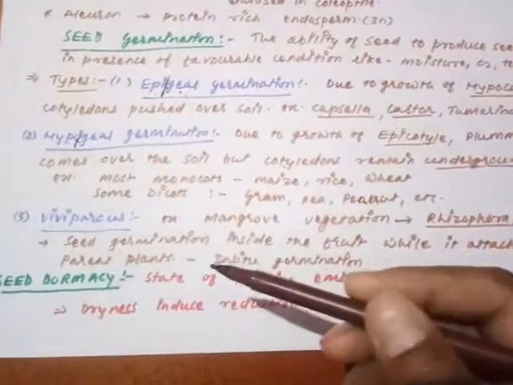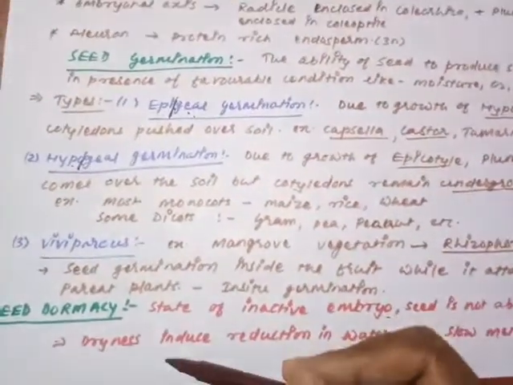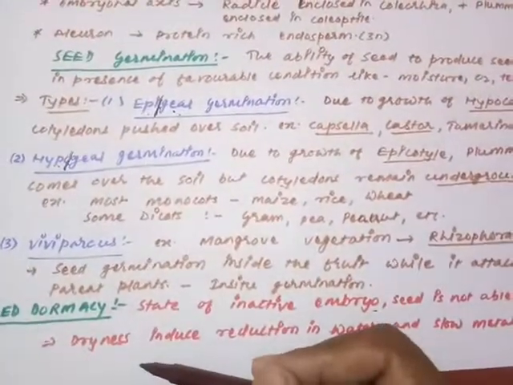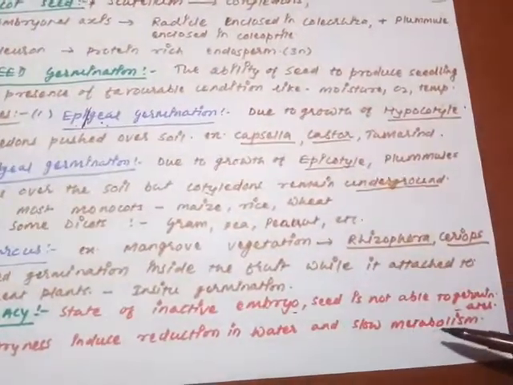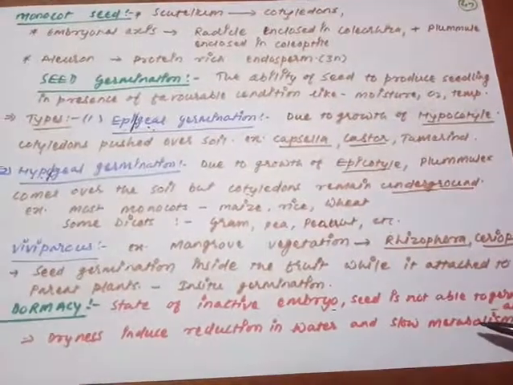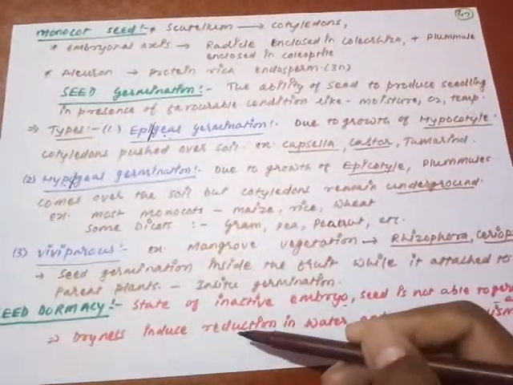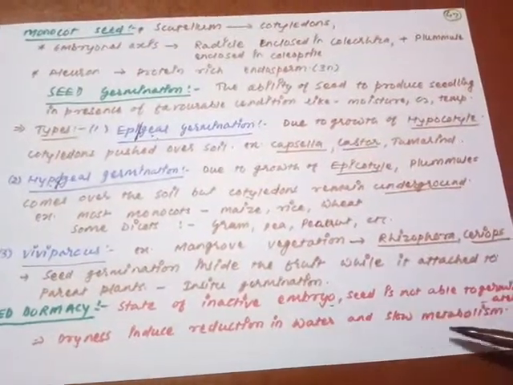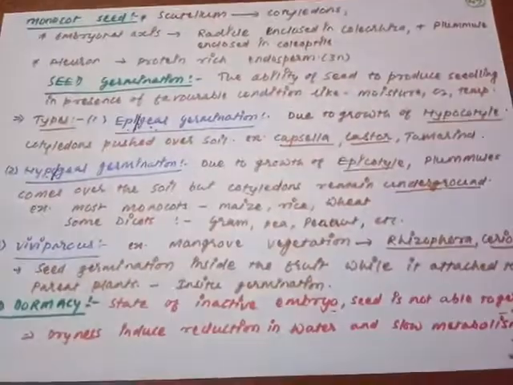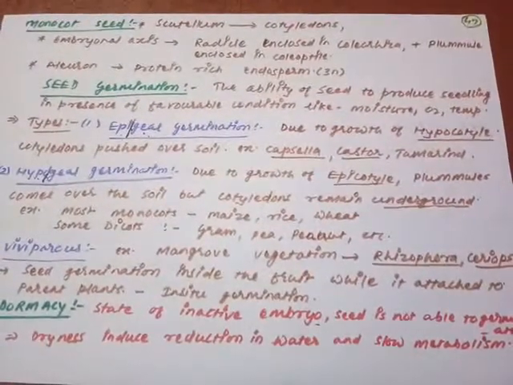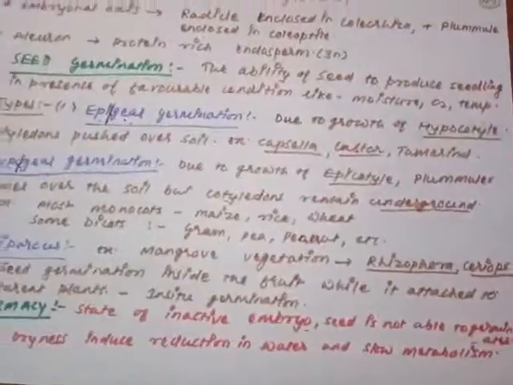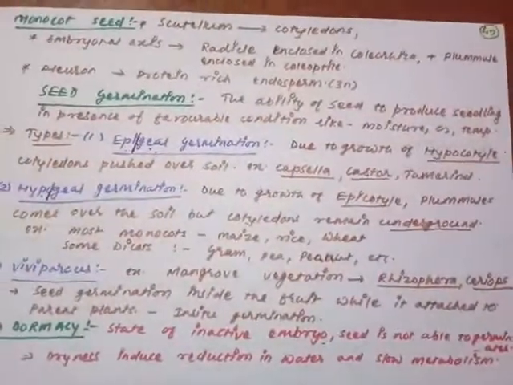So what are those conditions on which seed dormancy occurs? Basically the dryness induces the reduction in the water and the slow metabolism. Due to the dryness, less water is available in the soil, and that will promote the slow metabolism also. So this is what seed dormancy is.